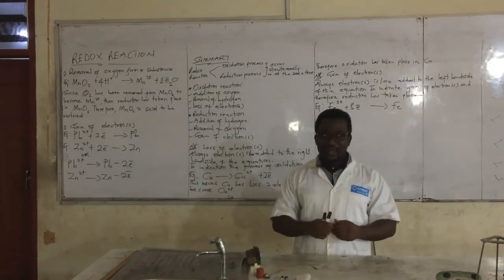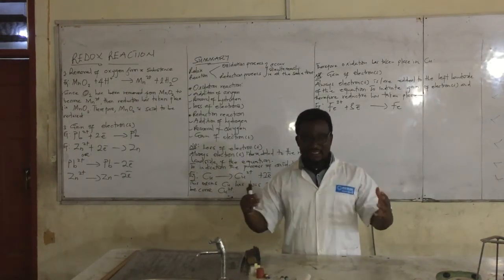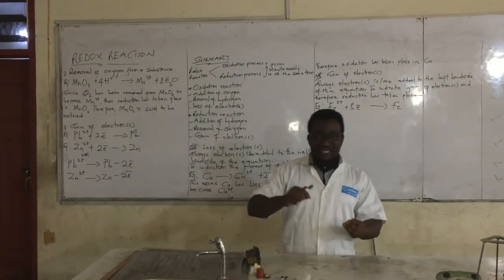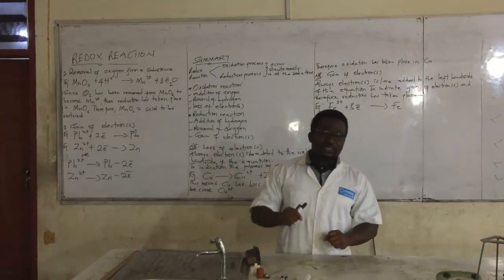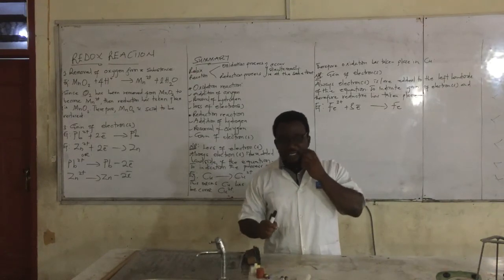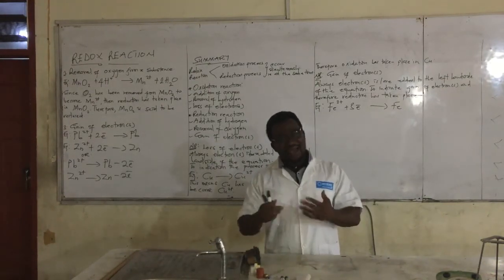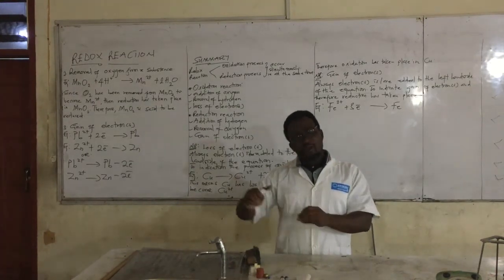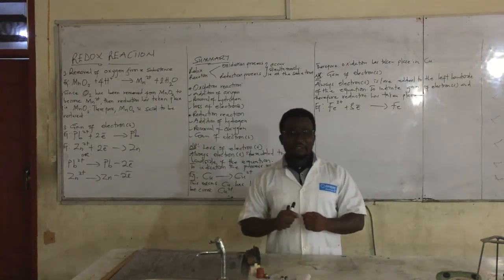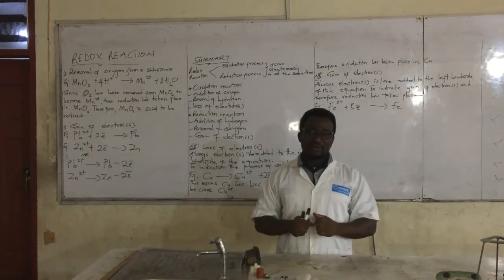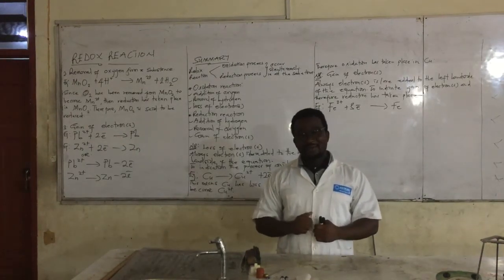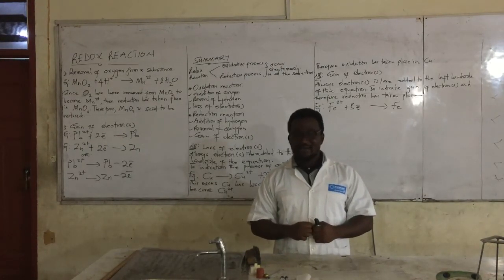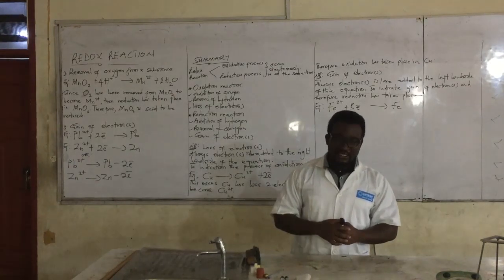In my next tutorial, we'll be discussing the concept of oxidizing agents and then the concept of what? Reducing agents. We'll be discussing how to identify an oxidizing agent and how to identify a reducing agent in my next tutorial. Now, we have come to the end of the first section of redox reaction.